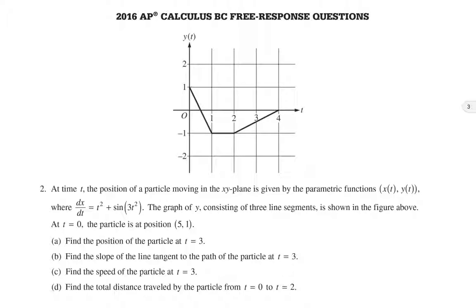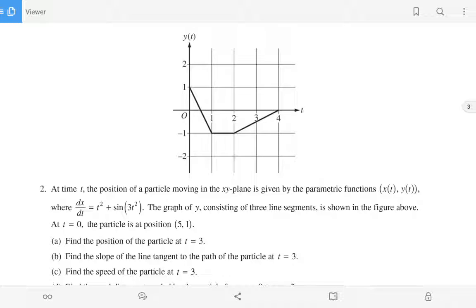Let's take a look at 2016 BC2. At time t, the position of the particle moving in the xy plane is given by the parametric functions x of t, y of t, where x prime is given, and the graph of y is given, and it's made up of three line segments as shown in the figure above. At t equals 0, the position of the particle is at (5, 1). Can you find the position of the particle at t equals 3?